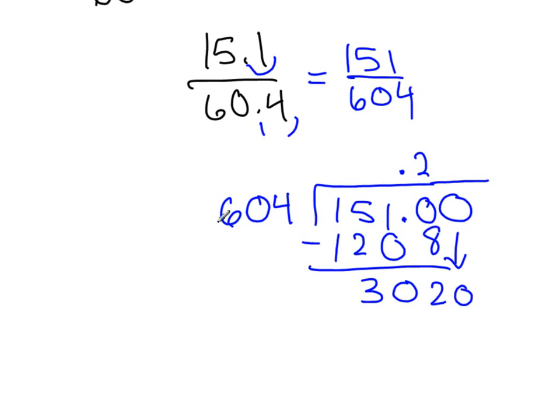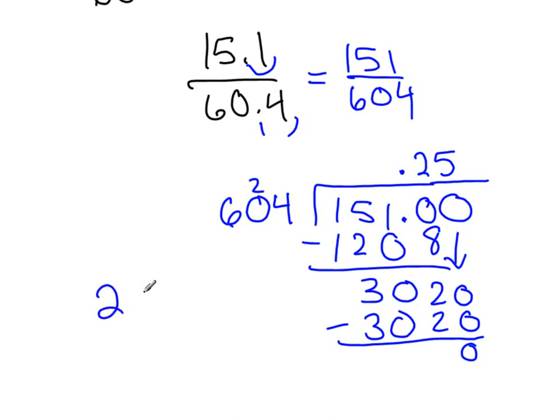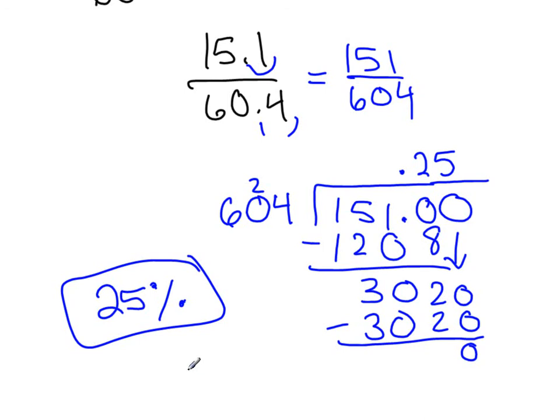Alright, well, 6 times 5 is 30, so let's see. Let's give 5 a shot. 5 times 4 is 20. Carry the 2. 5 times nothing is 0, plus the 2. And then 5 times 6 is 30, and that worked out lovely. So we got 0.25, or 25% of increase. And that is all.